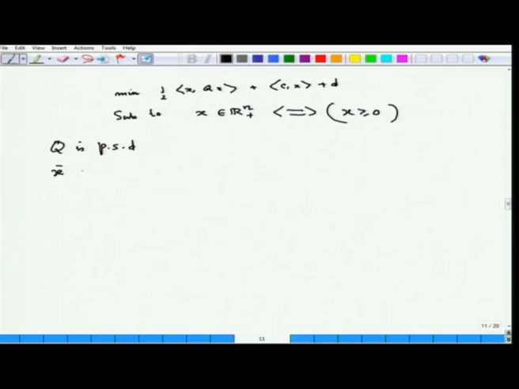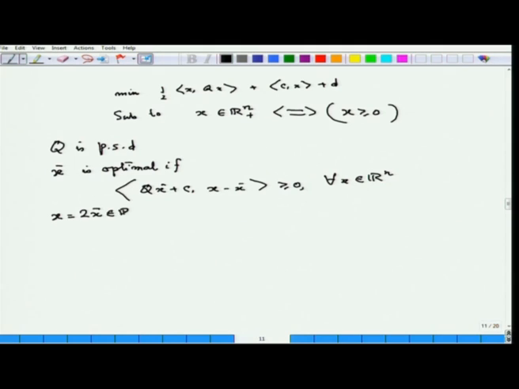Now, x bar is optimal if the gradient of this at x bar, which is Q x bar plus c, times x minus x bar, is greater than or equal to 0 for all x in Rn plus. Now, if you put x equal to twice x bar, which is obviously in Rn plus, because x bar is an optimal solution, right? X bar is optimal means x bar is in Rn plus. So, twice x bar is also in Rn plus. So, we set this particular x equal to twice x bar. So, this would imply Q x bar plus c times x bar is greater than or equal to 0.